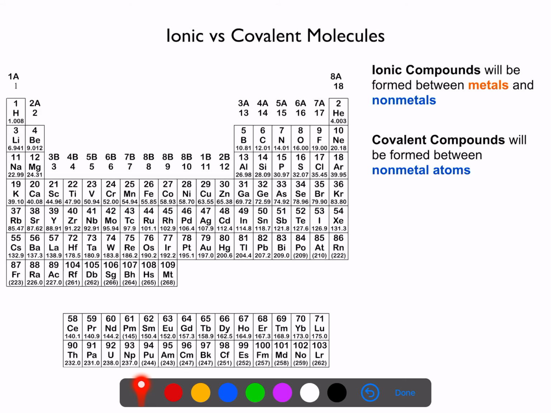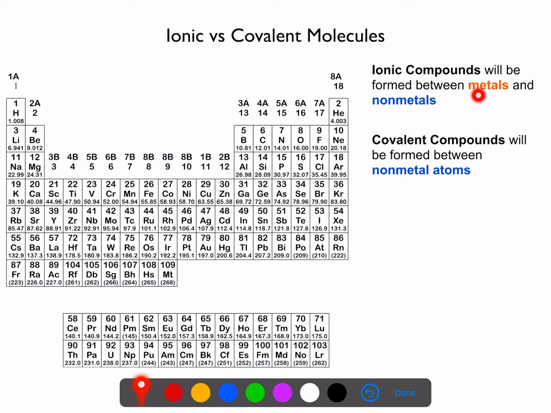So when we think about ionic versus covalent compounds, the main difference is that an ionic compound is when we have a metal and a nonmetal coming together, which will form an ionic bond, and we will use the ionic compound naming system. For a covalent compound, these are when all of the atoms in our molecule are nonmetals.